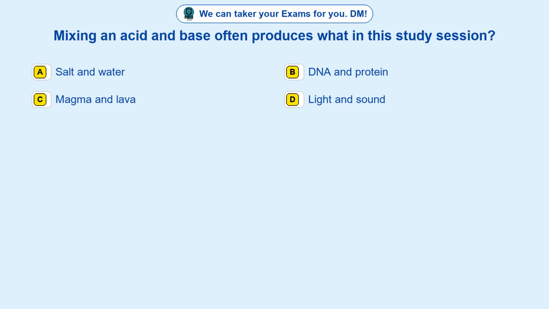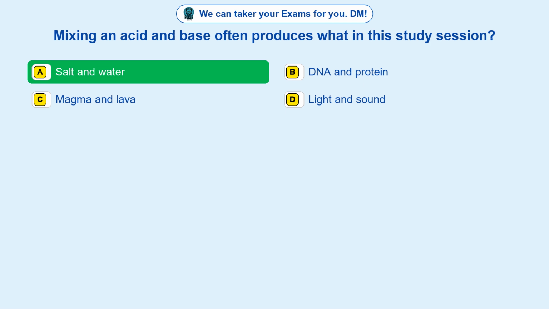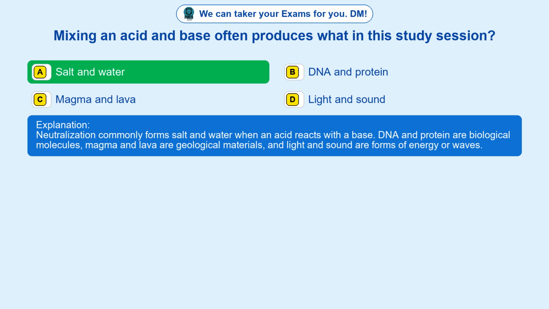Question 38. Mixing an acid and base often produces what in this study session? Option A, salt and water. Option B, DNA and protein. Option C, magma and lava. Option D, light and sound. The correct answer is option A, salt and water. Neutralization commonly forms salt and water when an acid reacts with a base. DNA and protein are biological molecules, magma and lava are geological materials, and light and sound are forms of energy or waves.